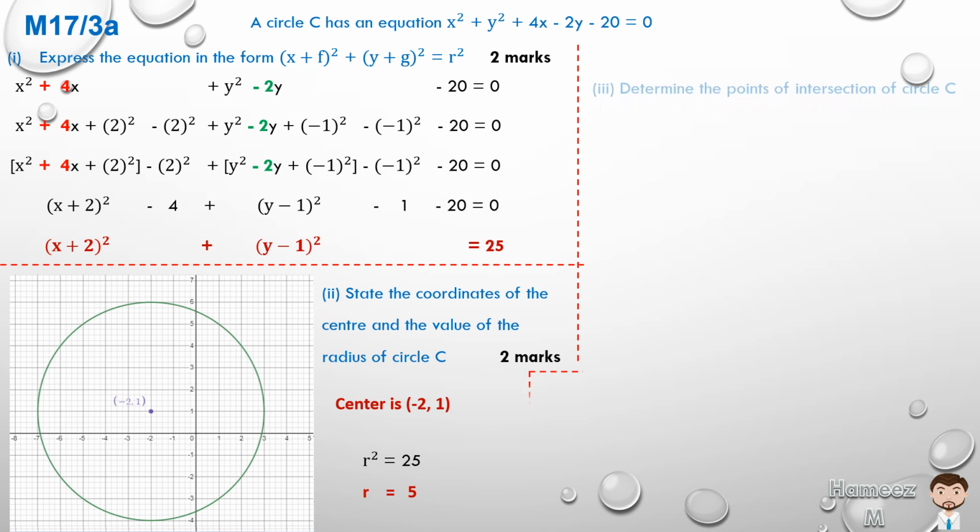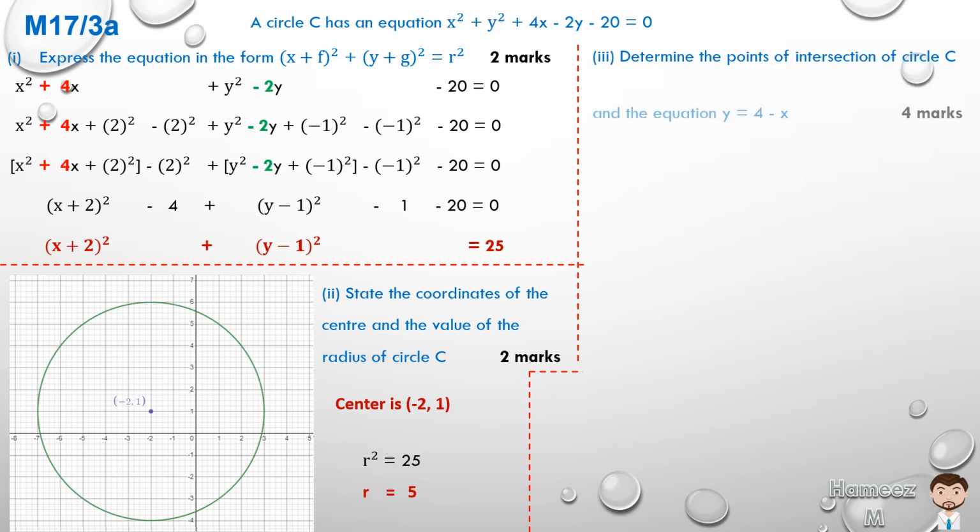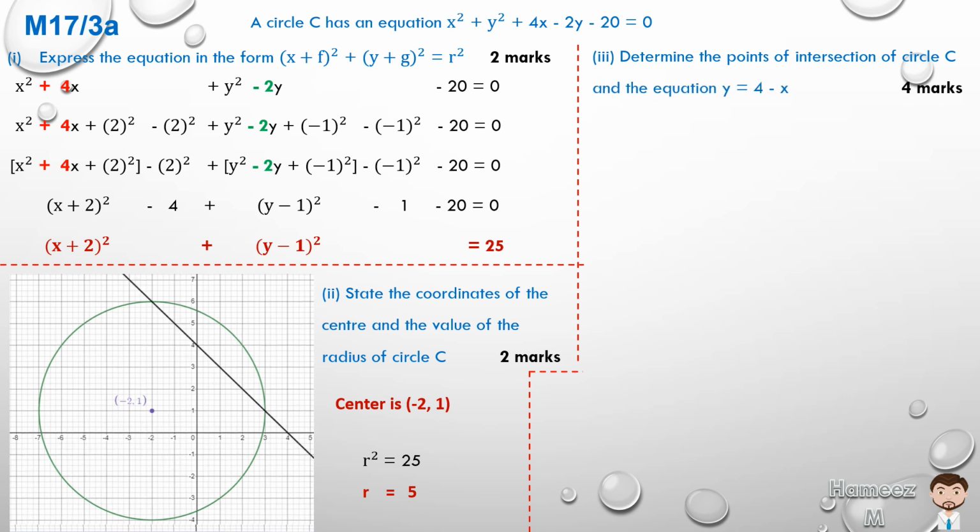Part 3. Determine the points of intersection of circle C and the equation y is equal to 4 minus x. So if we bring up a sketch, we can see that black line cutting the circle at a couple points. So let's rewrite the equation (x plus 2) squared plus (y minus 1) squared is equal to 25. That came from part 1. And we can substitute for y, because y is equal to 4 minus x.